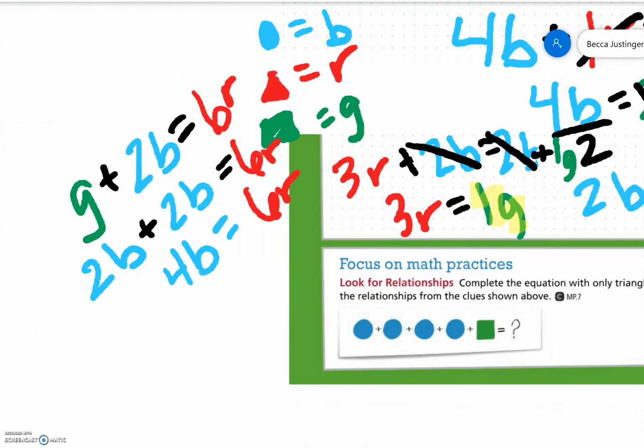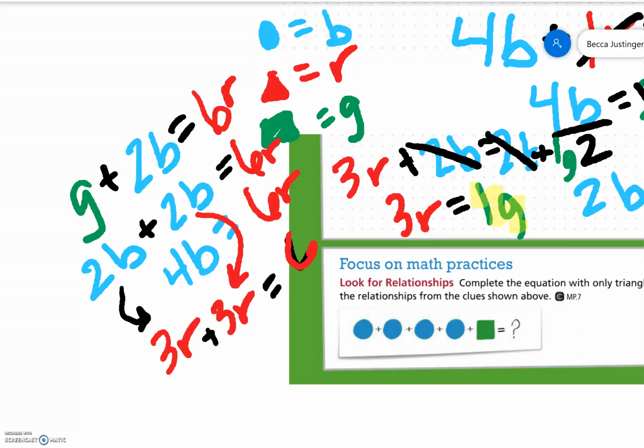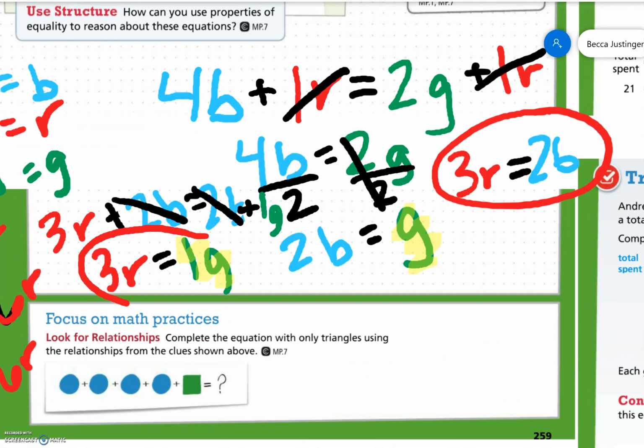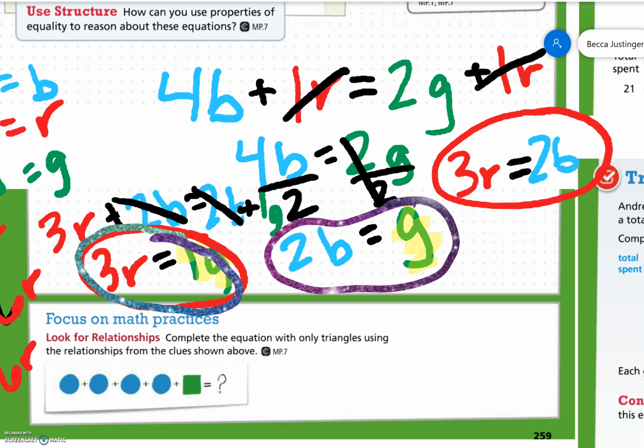So again, we could even break this up. Instead of the 2 blue, we could write 3R plus 3R equals 6R, which is true. 6 red equals 6 red. So our main information is that 1 green is equal to 3 red, 1 green is equal to 2 blue, which means that 3 red is equal to 2 blue.